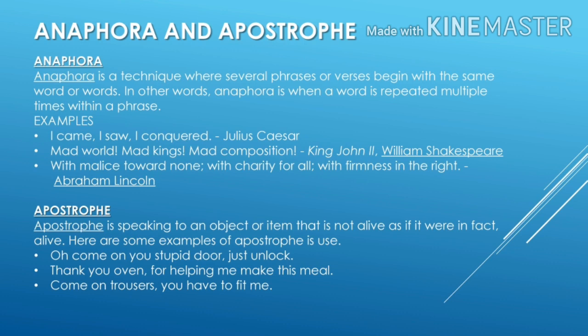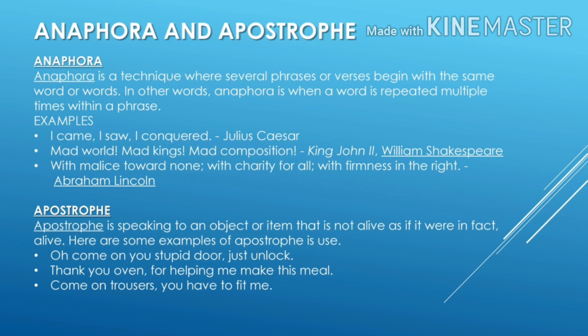Then we have: mad world, mad kings, mad composition. Again written by William Shakespeare in King John 2, where the word mad is being repeated in every phrase. Then we have: with malice towards none, with charity for all, with firmness in the right. It is written by Abraham Lincoln. The word with has been repeated here in this example.